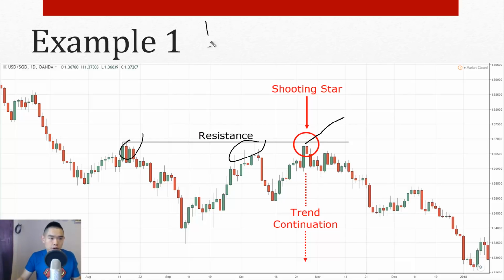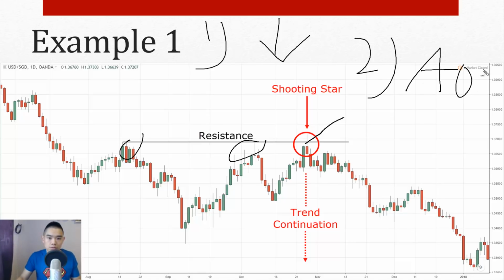So number 1, you look, you have the trend. What is the trend? The trend is down. Number 2, do you have the area of value? Yes, you do. This is the area of value, at resistance. And number 3, do you have your entry trigger? Let's call it E, entry trigger. Yes, you do have. This is a shooting star, rejection of higher prices.